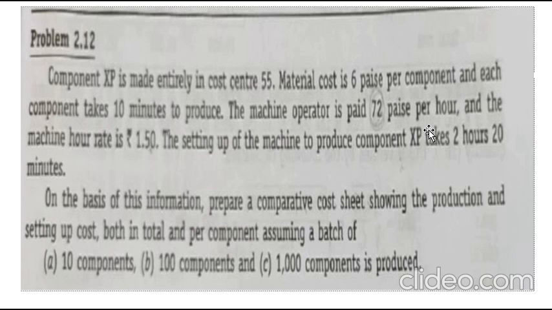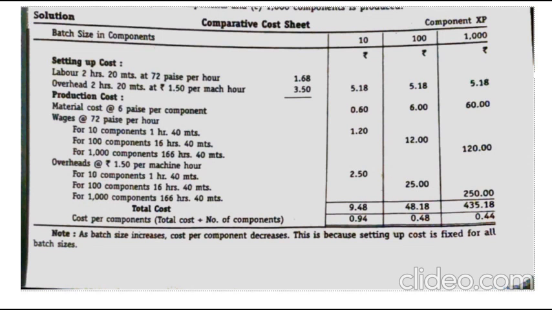On the basis of this information, prepare a comparative cost sheet showing the production and setting up cost, both in total and per component, assuming a batch of A 10 components, B 100 components, and C 1000 components is produced. So this is your cost sheet which is to be prepared, and how you got the figures for this calculation will be explained by a working note. So we will finish our working note and come and arrange your figures in your cost sheet.